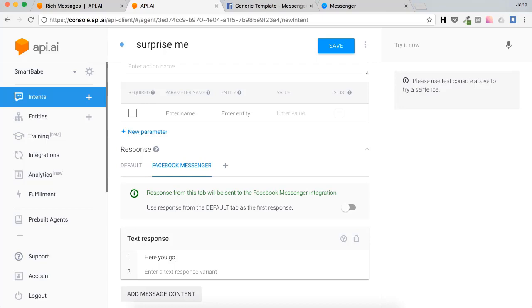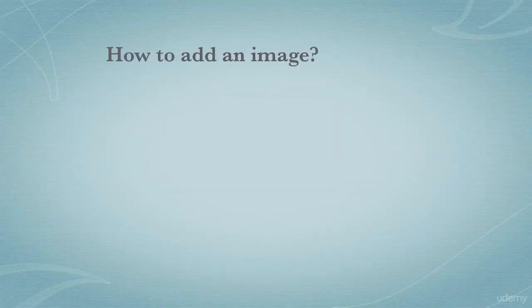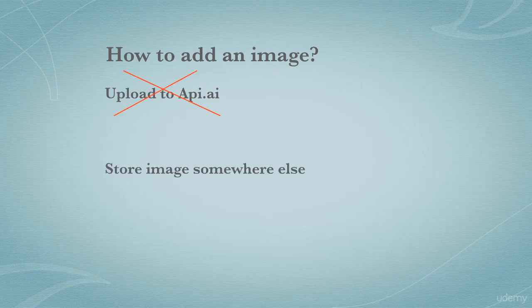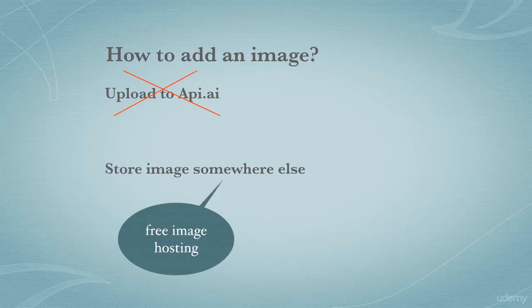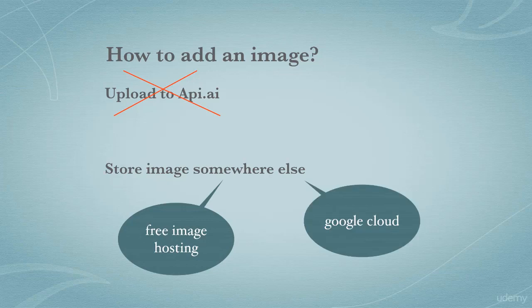So how can we add images? We cannot upload image to api.ai. We must have it stored somewhere else. You can search for free image hosting, put it on Google Cloud, whatever. For this demo, I'll just find one from Google. We won't actually use this image in real bot. We would need to buy the image, but for this demo it will do.